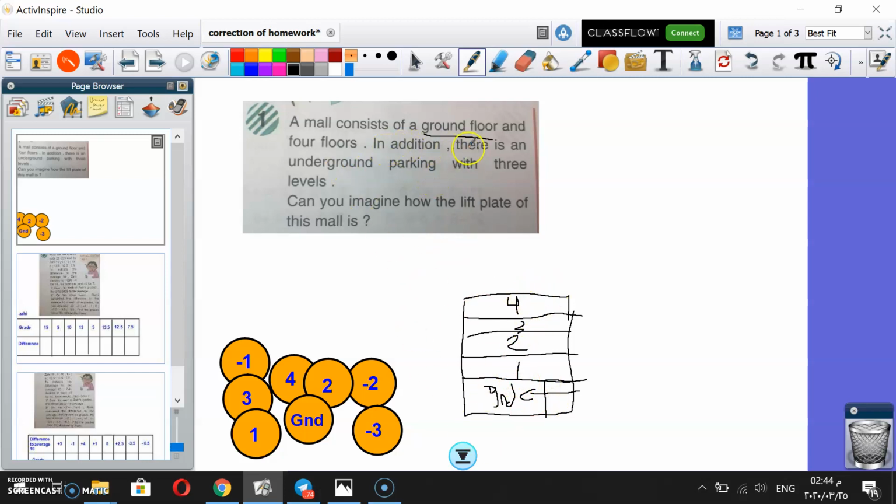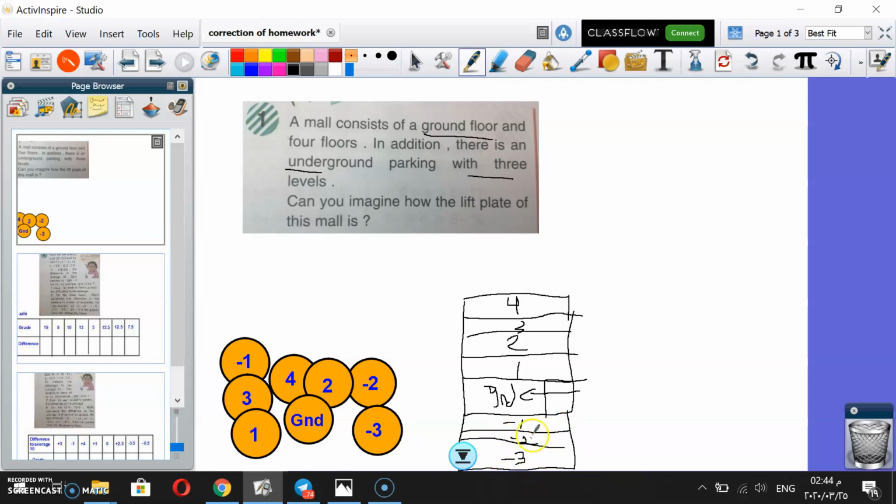And in addition, there is an underground parking, underground, below ground, with 3 levels. So below ground we have 3 levels or 3 floors. So this is floor 1, this is floor 2, and this is floor 3. But because it's underground or under 0, I will write it as -1, -2, and -3.